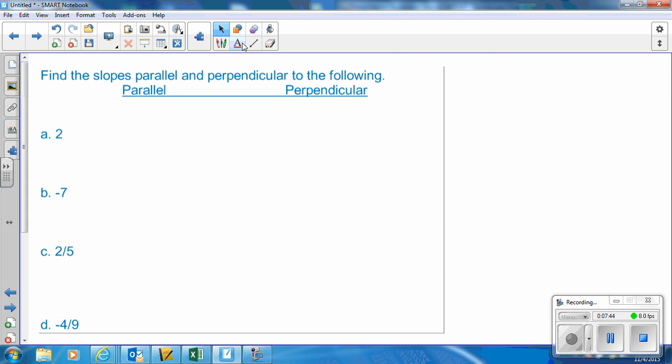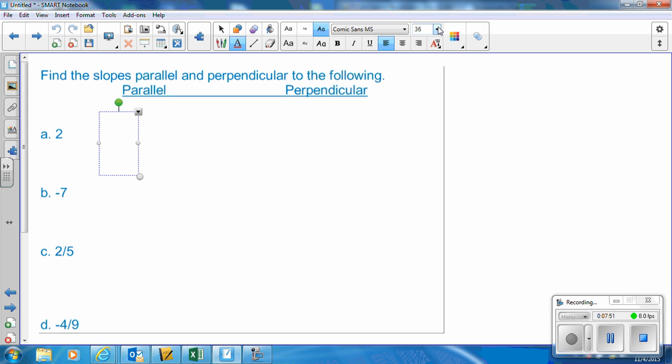Okay, so just a little practice here. If I had a slope of 2, my parallel line would have a slope that has to be the same, so also 2. If I was looking at perpendicular lines, I would make it the opposite sign, so negative, and then I would flip it, so instead of 2/1, I have 1/2.